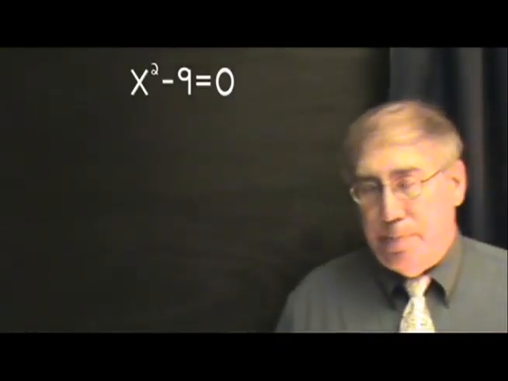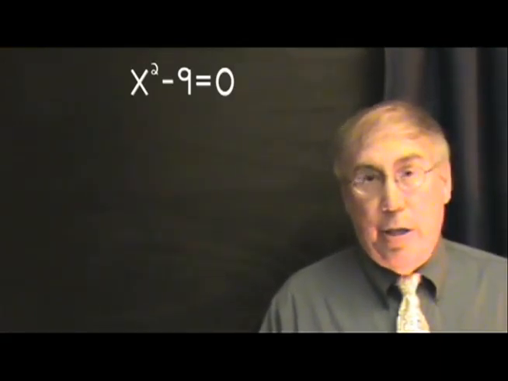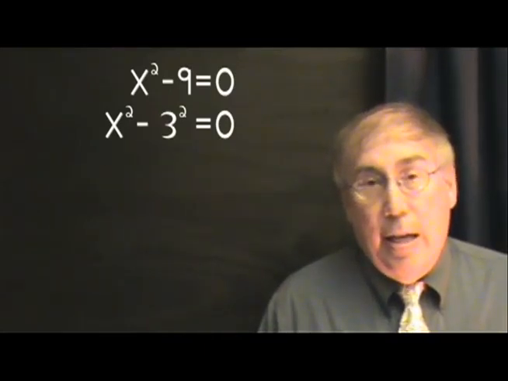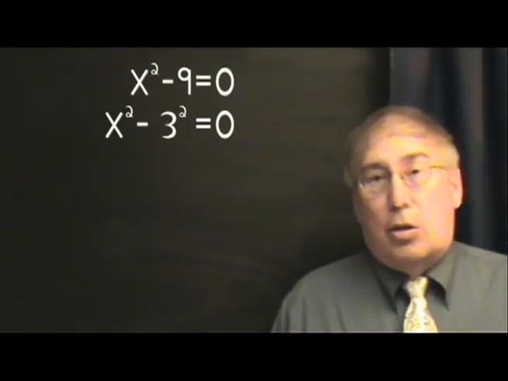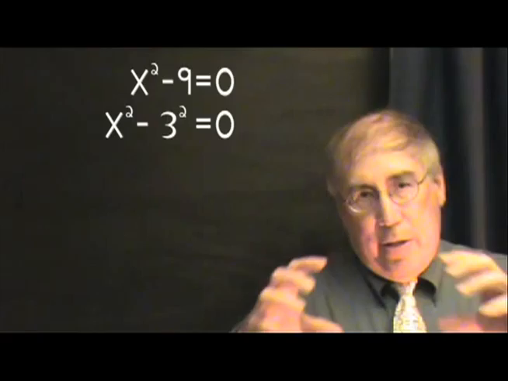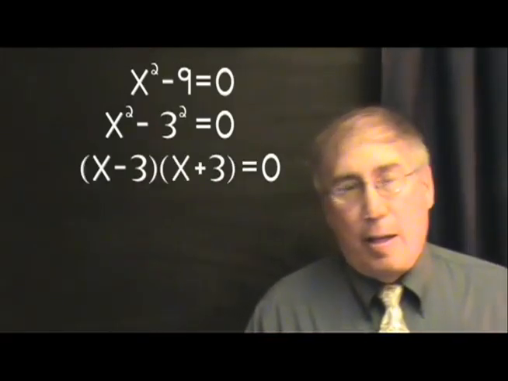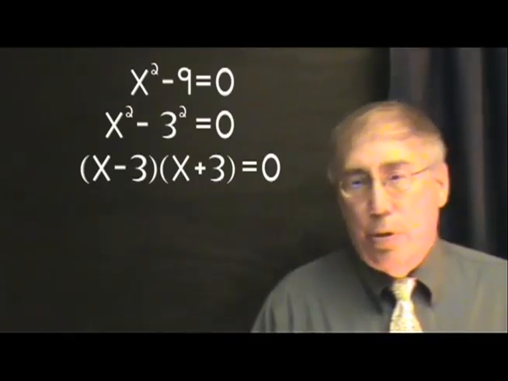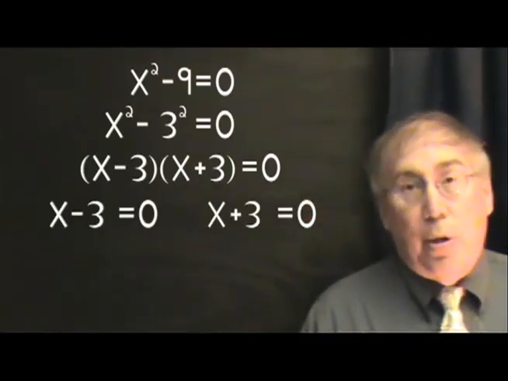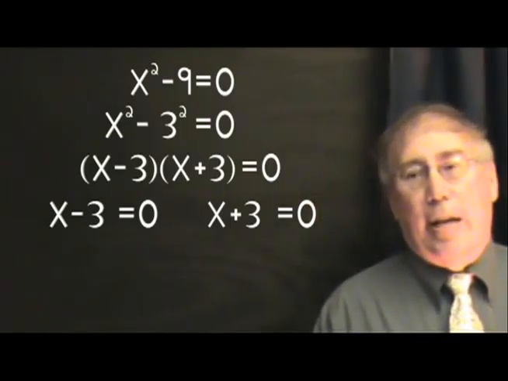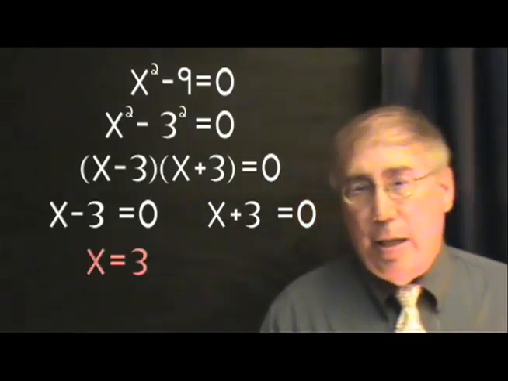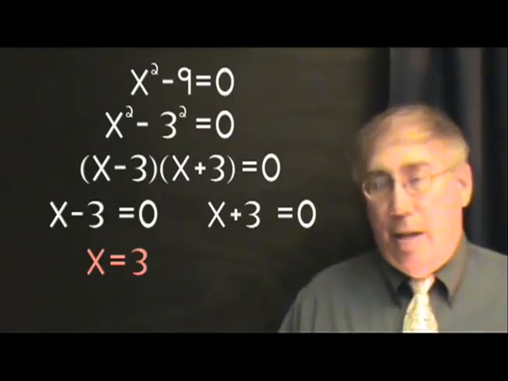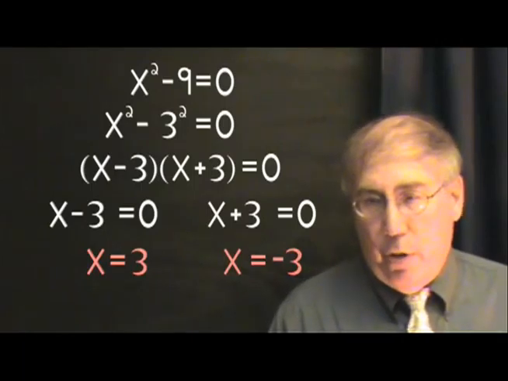Now this one here is a difference of squares, and we're going to rewrite it so that you can see that it's a difference of squares. And from our last lesson or so, we determined that it fits a certain form. It's the quantity x minus 3 times the quantity x plus 3 equals 0. Set each one of those equal to 0, solve for x, and you should get x equals 3, and x equals negative 3 for your answers.